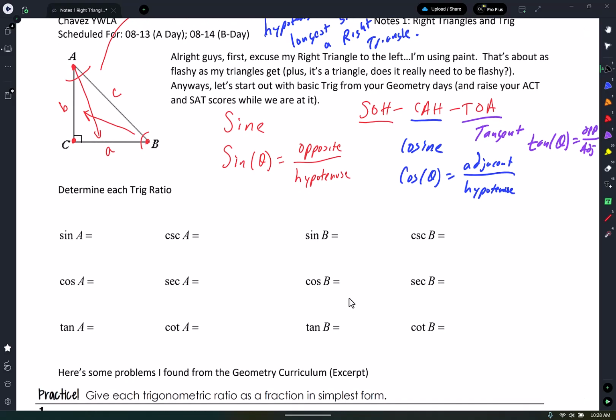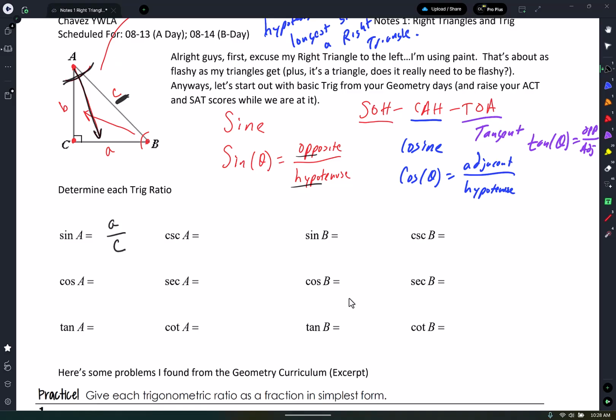It says sine of A, so I look at A, and according to this, sine is opposite over hypotenuse. So what is opposite? Well, what's opposite that angle? Little a over, and the hypotenuse is always the longest side. The longest side is always the hypotenuse, over C. Do you guys see what we did? Later on, those will be numbers, right? Later on, those will be numbers.